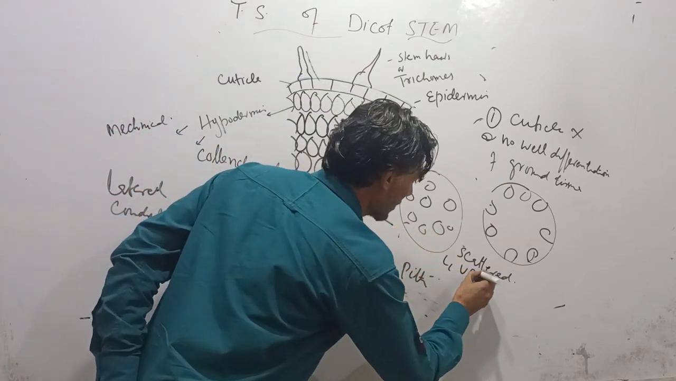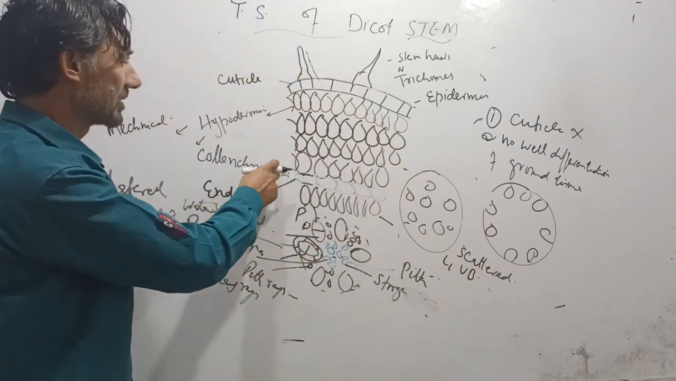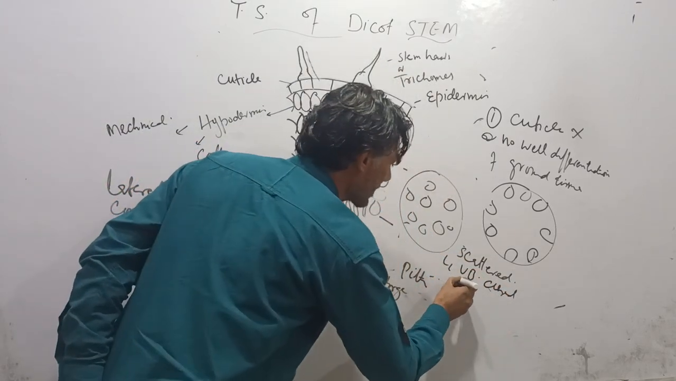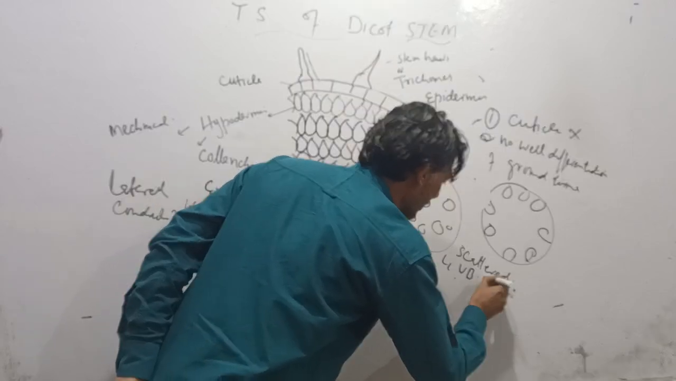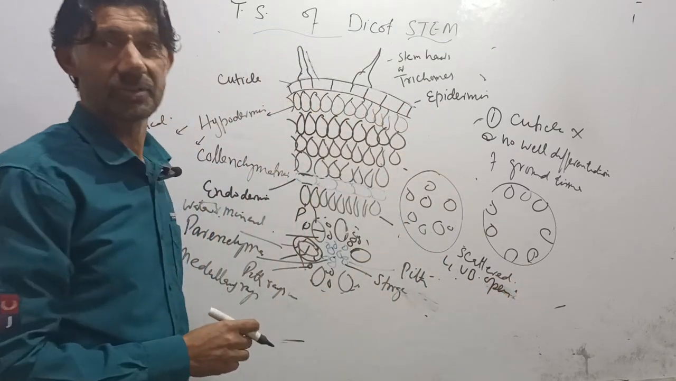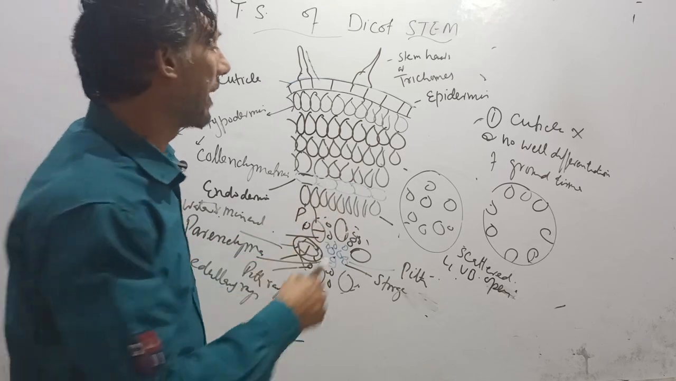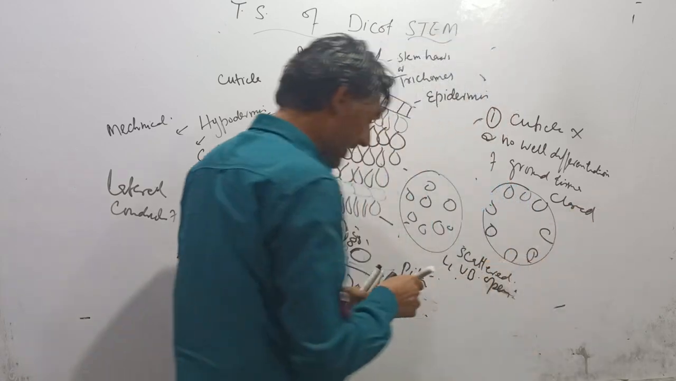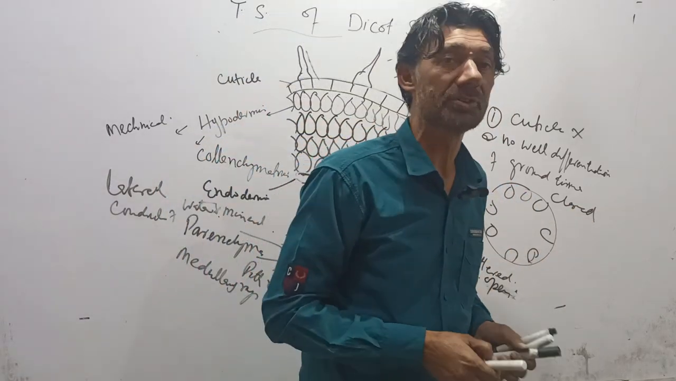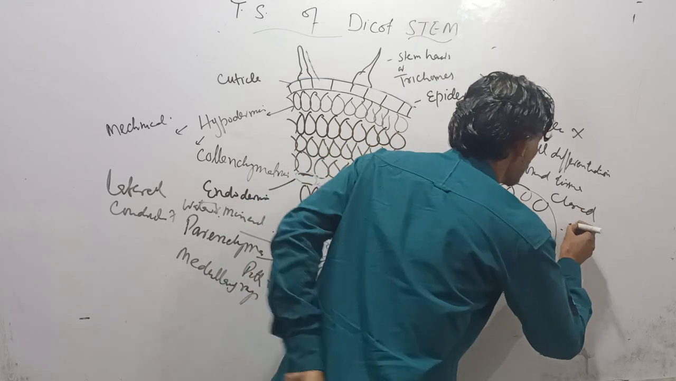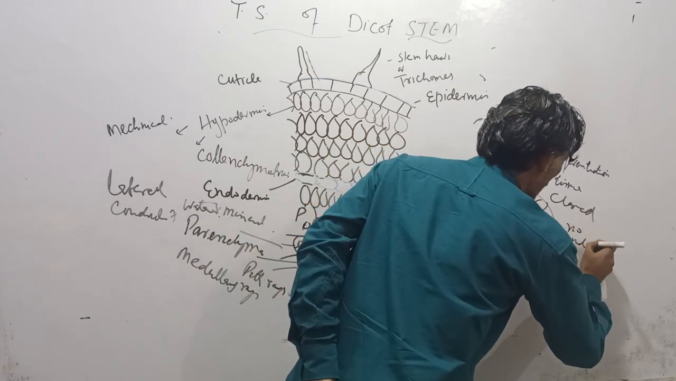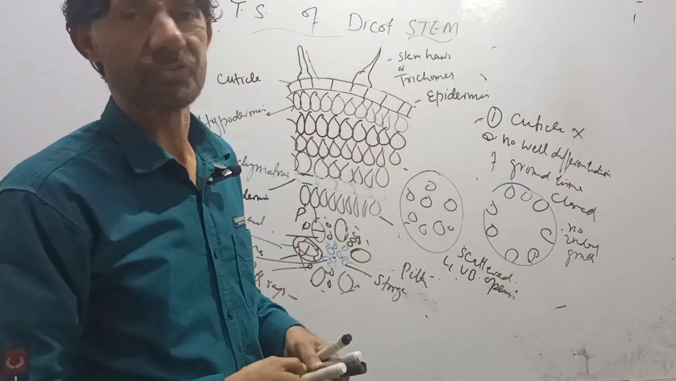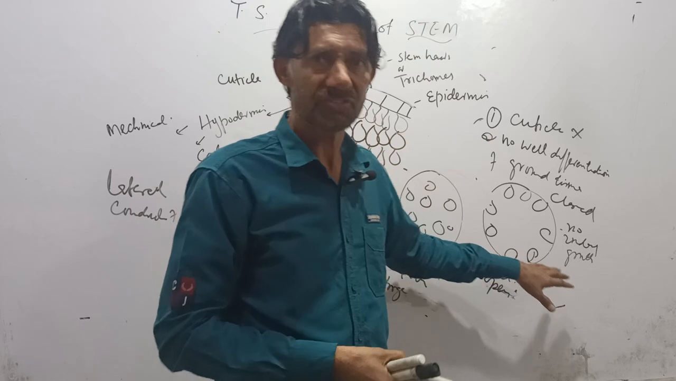Number four: the vascular bundle. In dicots, the vascular bundle is open, but in monocots it is closed. Number five: in monocots there is no secondary growth, but in dicots there is secondary growth.